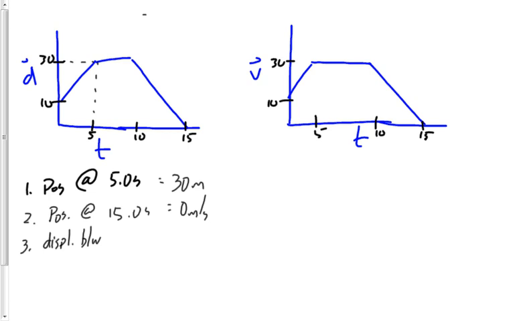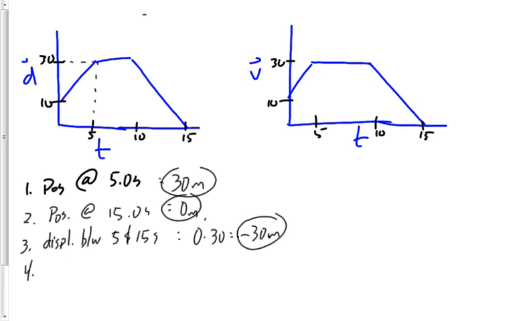What if I ask you for the displacement between 5 and 15 seconds? Well, displacement is a change in position, right? So if we've got the position at 5 seconds and the position at 15 seconds, let's subtract the two. 0 minus 30 gives me negative 30 meters per second. No, just meters. What else could I ask you here? What's the velocity at 8 seconds?